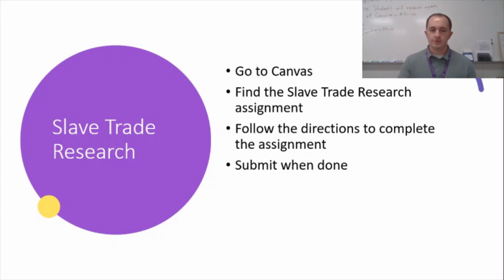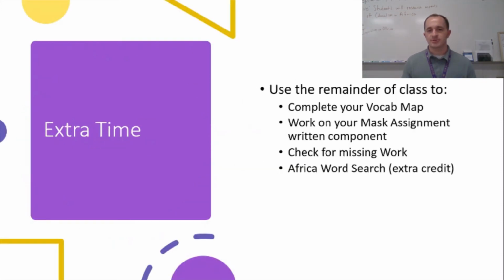But if you're done with everything and we still have time left in class, we need to make sure that we use our time wisely. So you can complete your vocab map if you haven't already done so. You can work on the mask assignment written component, which is due the 25th, or you can check for any missing work. If you do have some missing work that you happen to forgot to submit, or you just completely spaced and didn't do it, that's perfectly fine.